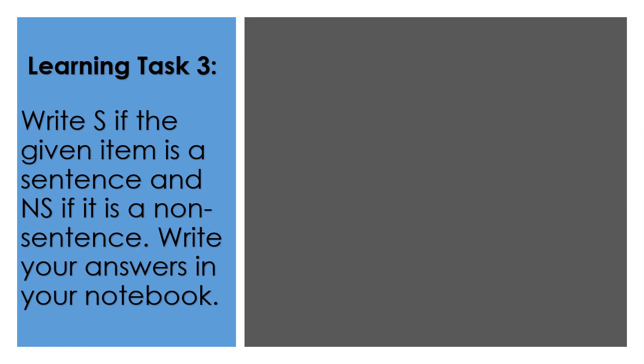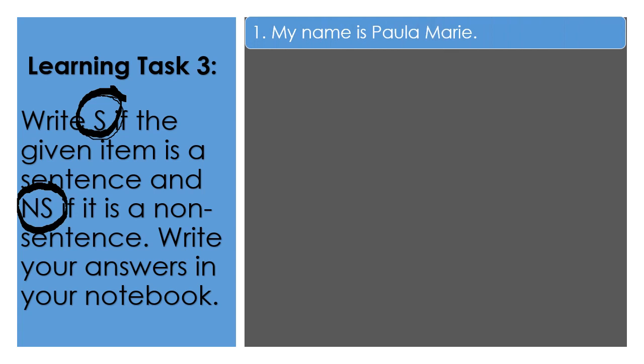Learning task 3. Write S if the given item is a sentence and NS if it is a non-sentence. Write your answers in your notebook. So ito daw, S ang isusulat kapag sentence. Tapos NS naman daw kung non-sentence. Remember na ang sentence ay may complete thought. May subject, may predicate. Pagka naman NS, ito yung hindi kompleto. Either subject lang or predicate lang. Ready? Number 1. My name is Paula Marie.